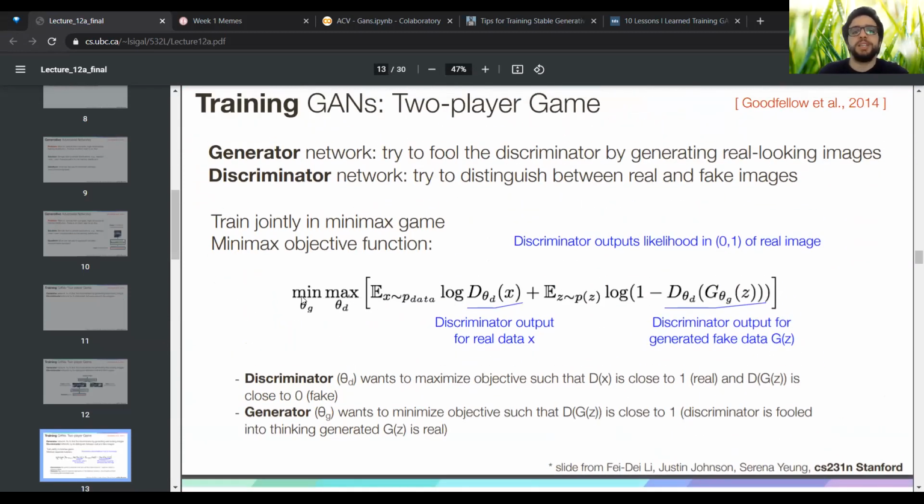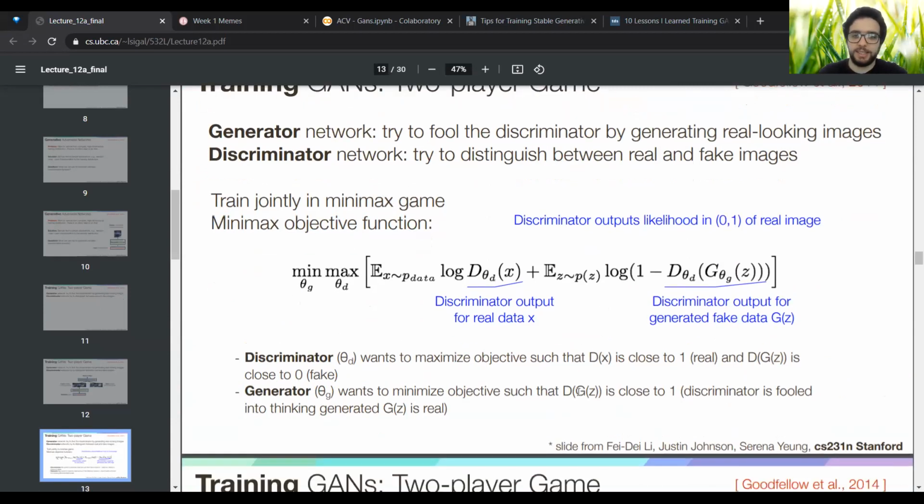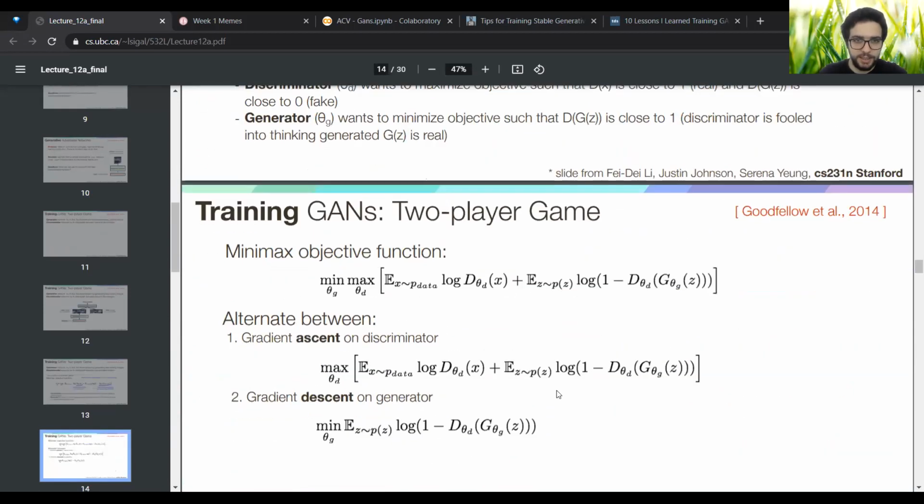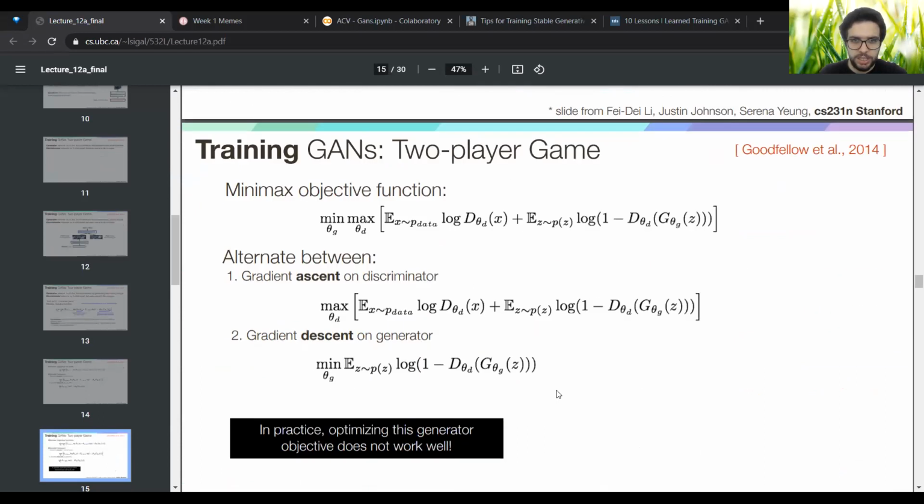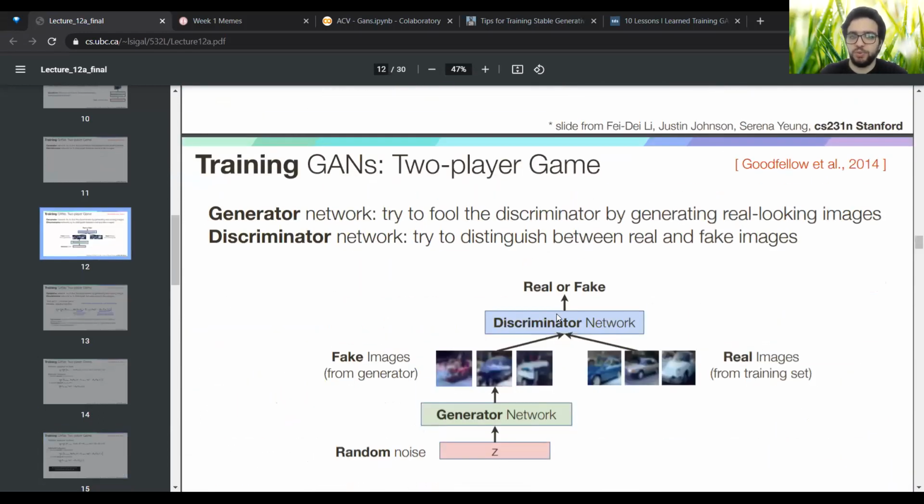The goal would be to minimize this function, or actually to play a game of a min-max objective function. So what we're trying to do is, let's simplify it. Let's write it in simpler terms first.